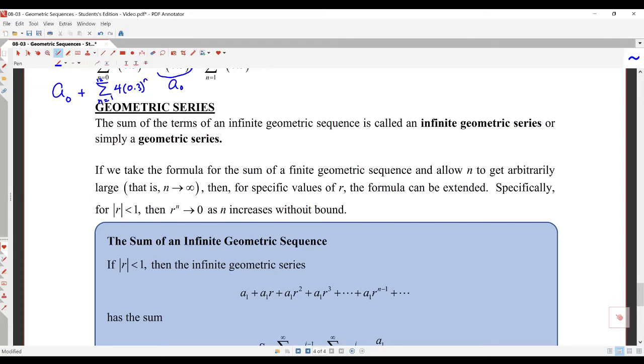All right, let's talk about geometric series. The sum of the terms of an infinite geometric sequence is called an infinite geometric series, or just geometric series for short.